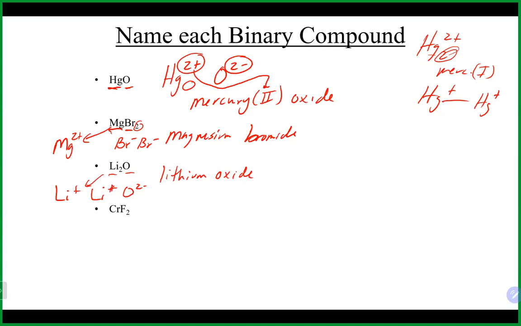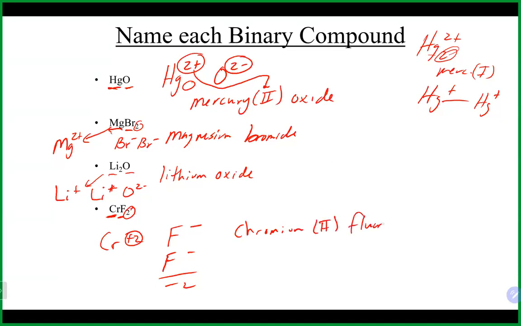Lastly, we have chromium, which is Cr, a metal, and fluorine, which is a non-metal, and chromium is a transition metal, which should automatically signal to you that that is a type 2 compound and can have a variable charge. So we have 1 chromium. We do know that fluorine is group 7, has a -1 charge, and there's 2 of them. And that gives us a -2, which means the chromium here should be +2 in this case. And that would mean that the name here would be chromium, Roman numeral 2, fluoride.